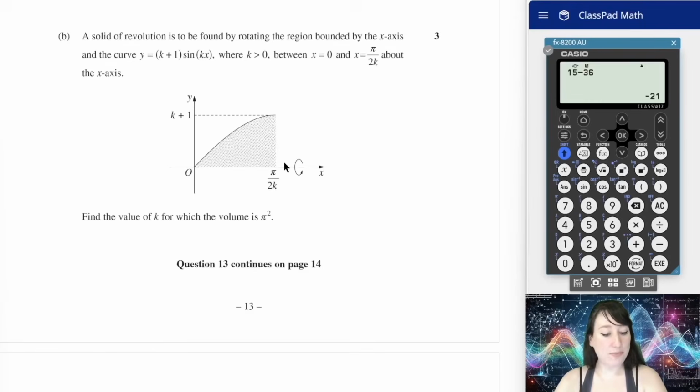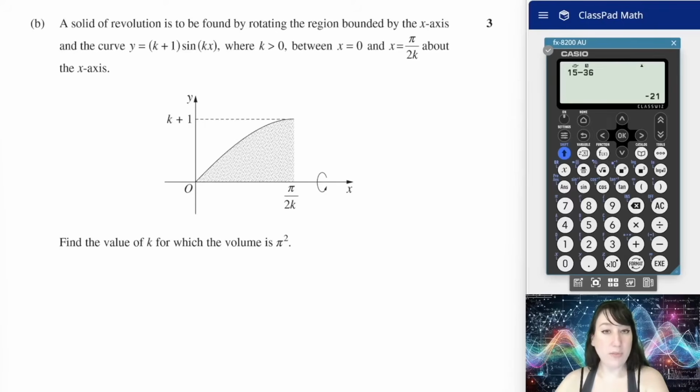Question 13b. A solid of revolution is to be found by rotating the region bounded by the x-axis and the curve y equals (k plus 1) times sine of kx, where k is greater than 0, between x equals 0 and x equals pi over 2k, about the x-axis. Find the value of k for which the volume is pi squared.